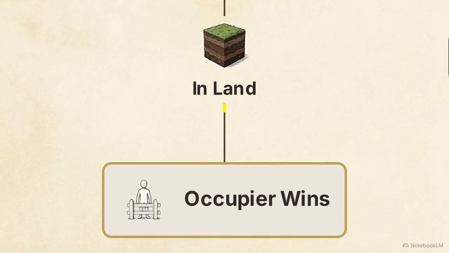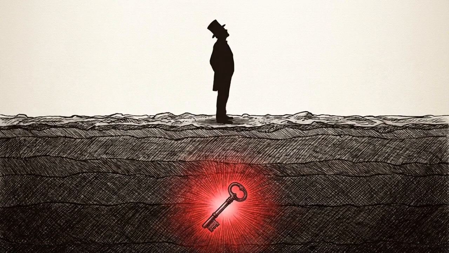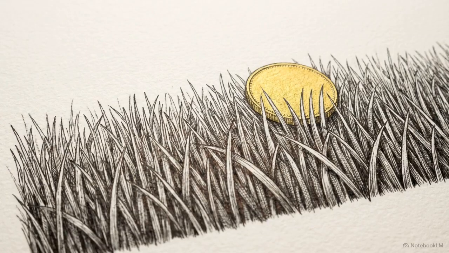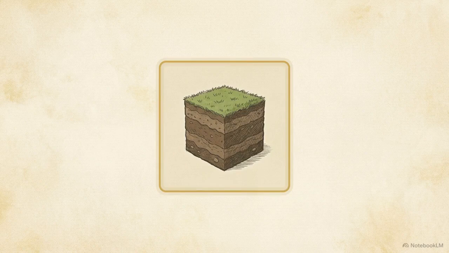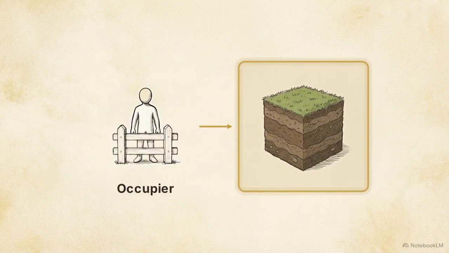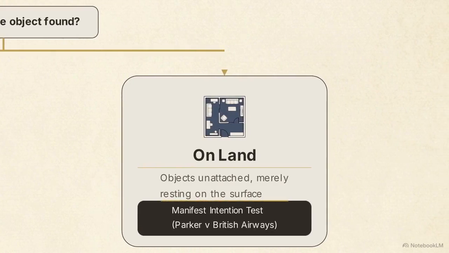Objects found embedded in or attached to the land automatically belong to the freeholder or occupier of that land. The rationale is strict. Physical integration into the soil creates an irrefutable presumption that the landowner already possessed the item, even if they were unaware of its existence. Items resting loosely on the surface do not benefit from this automatic spatial presumption. The court treats the earth and everything physically locked within it as a single, indivisible legal entity owned by the occupier.